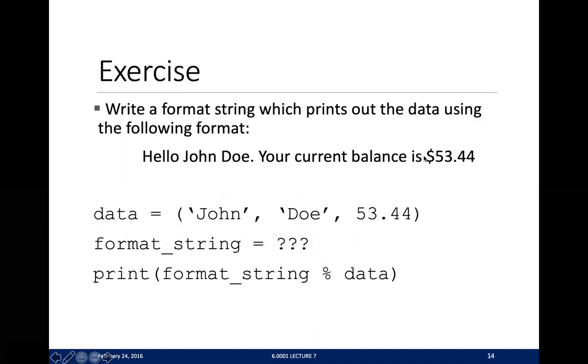So imagine this is in a loop, and inside this loop I populate this tuple with the different customers that I have. I'm trying to print their balance, so every time I go through an iteration of the loop, I just fill in the data. I use the same format string and I print format string percentage data.